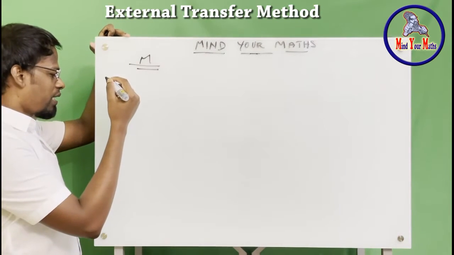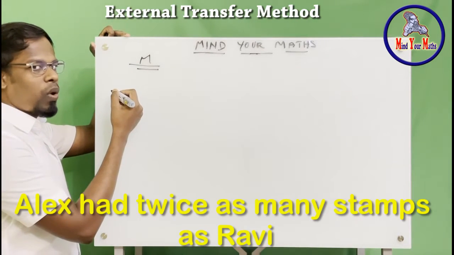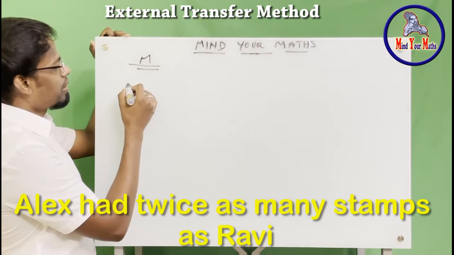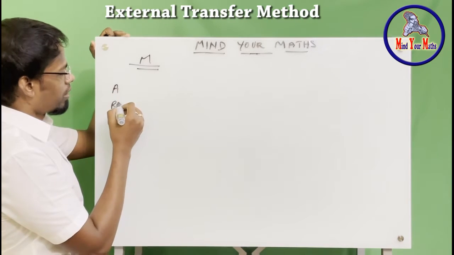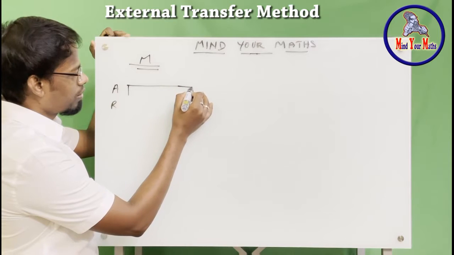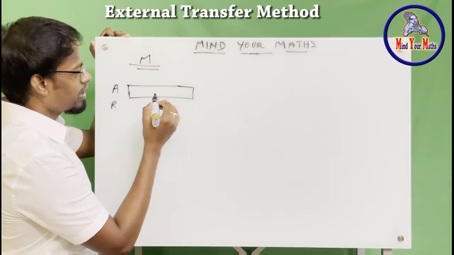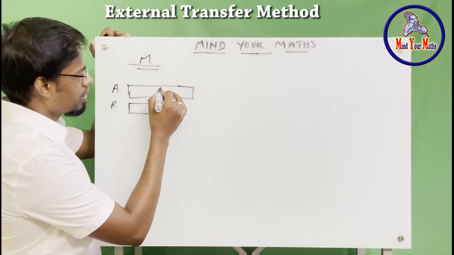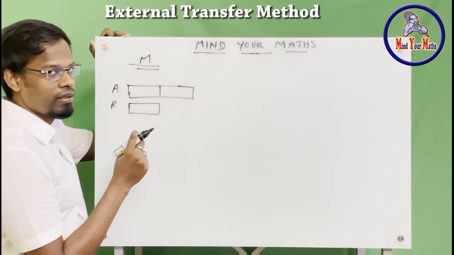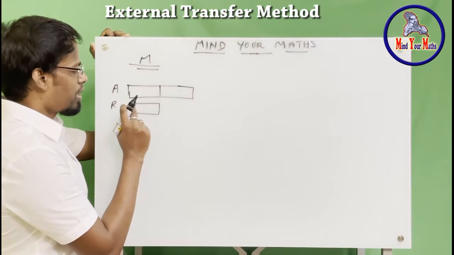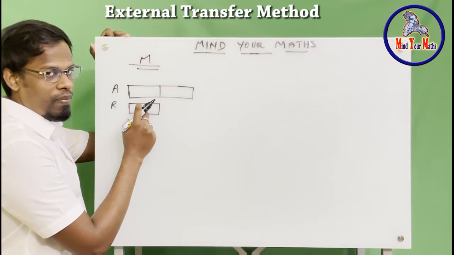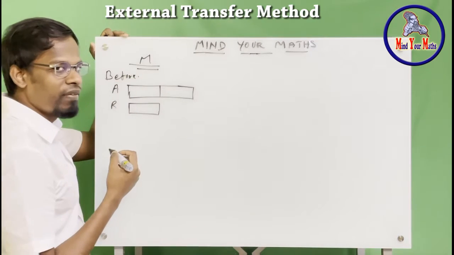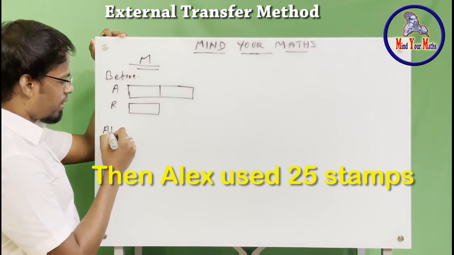What is given is that Alex had twice as many as Ravi had. Let's write Alex and then Ravi. So let's draw Alex. Alex had twice as many as Ravi had, which means Ravi had half of what Alex had. So Alex had 2 units and Ravi had only 1 unit. So this one is before. That's what is given in the problem. Now after.